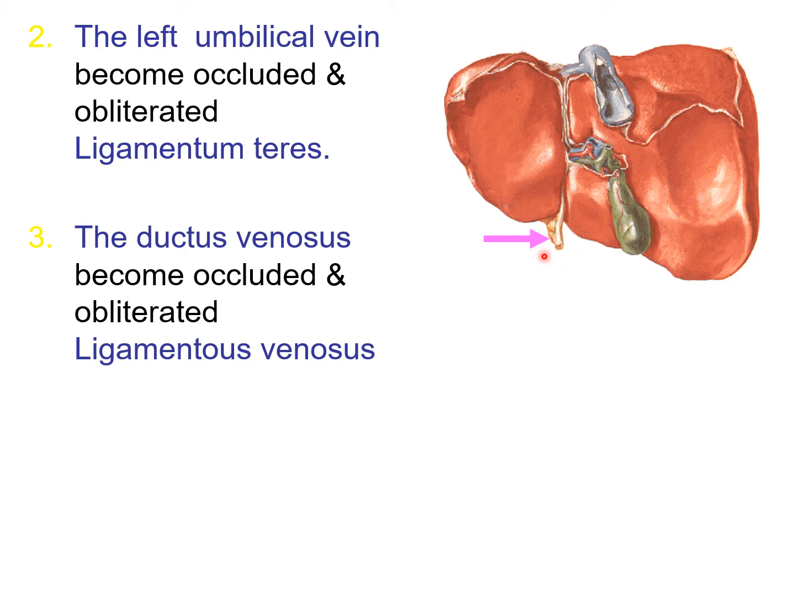It takes almost 3 months to completely obliterate it. In the same way, the center of the ductus venosus constricts, and ultimately with the passage of time the structure is occluded and obliterated, and the ligamentum venosum is formed. So the ductus venosus becomes the ligamentum venosum.